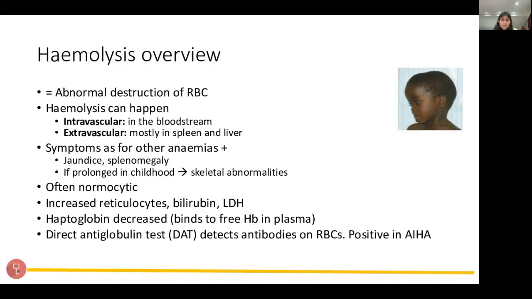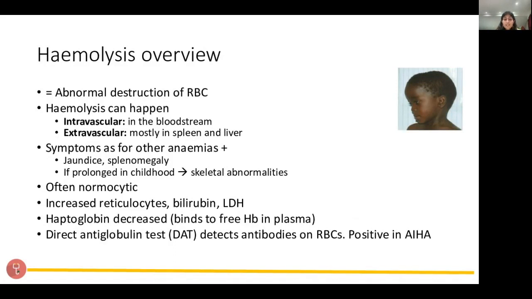So yeah. And then hemolysis usually gives you a normocytic anemia with raised reticulocytes, because the problem is not with your bone marrow. Your bone marrow is working fantastically, which is why it's enlarging and giving you skeletal issues, raised bilirubin and raised LDH as well.